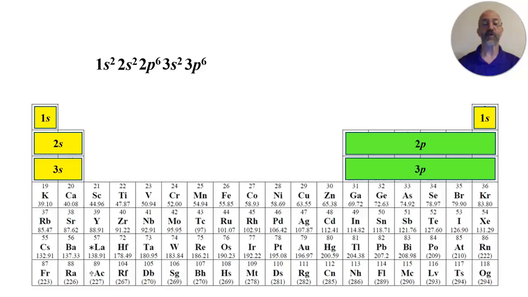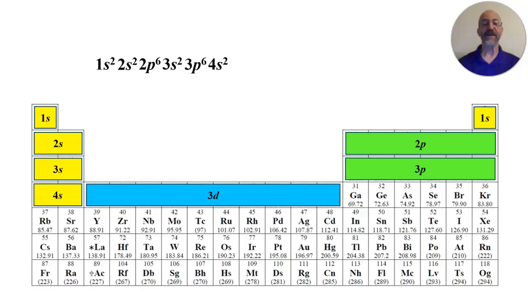Now we're in the fourth period. This would be 4s2. And then 3d. We're not going all the way to 3d10, which would be zinc. We're just going to titanium, so it's going to be 3d2. So 1s2, 2s2, 2p6, 3s2, 3p6, 4s2, 3d2. This is the correct answer to part A of question 3.